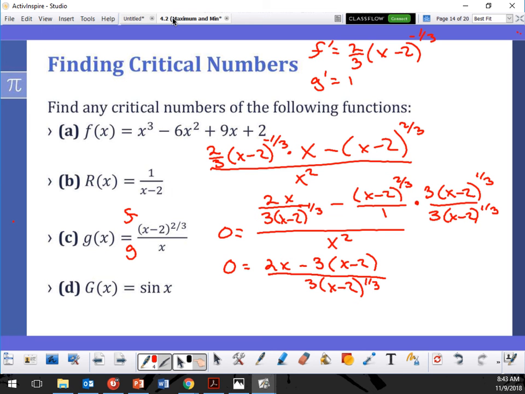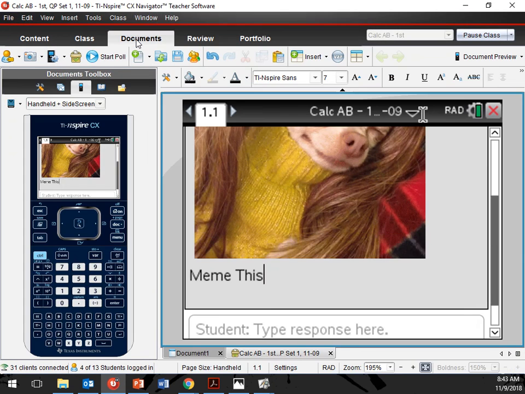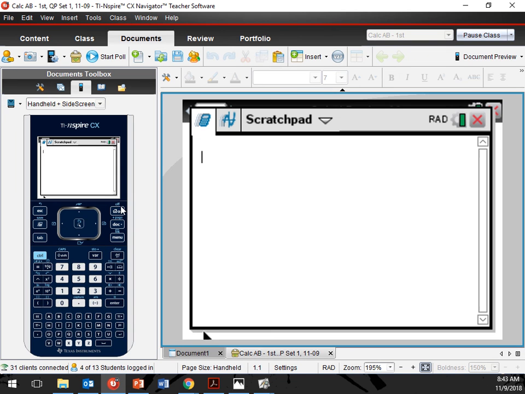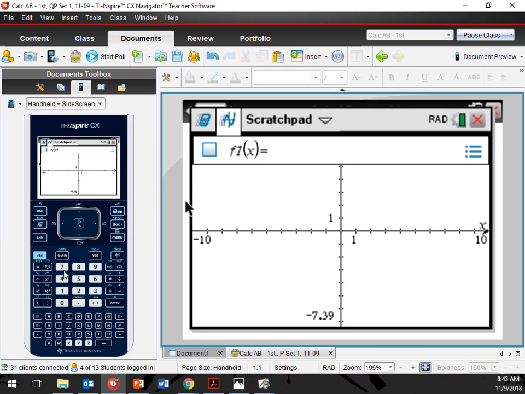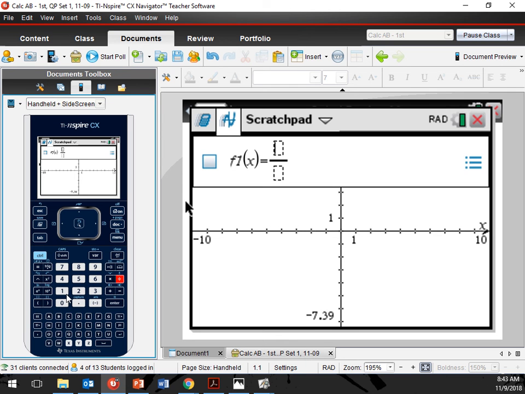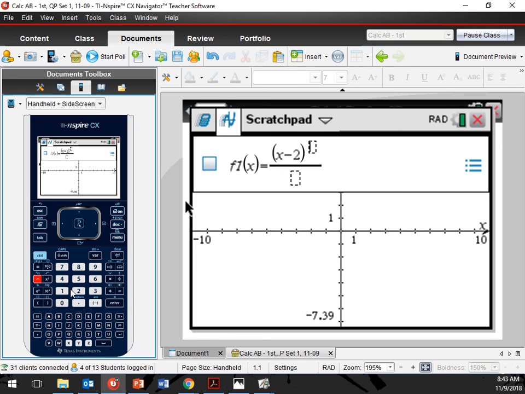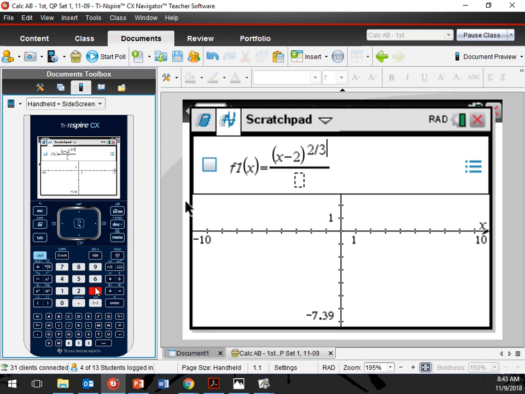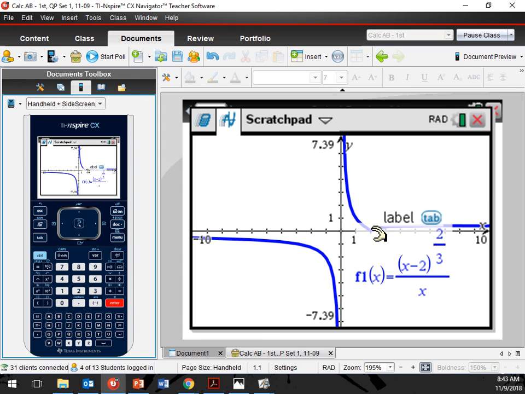Okay, can we test that? How can we test that? Let's see what we have, because that was actually the point where I was going to get to next anyway. For those people watching the video, you got something interesting right there. All right, so my function was what? Your function was (x minus 2) raised to 2/3, divided by x. Over x. There we go. Hit enter. We got something here at 2.